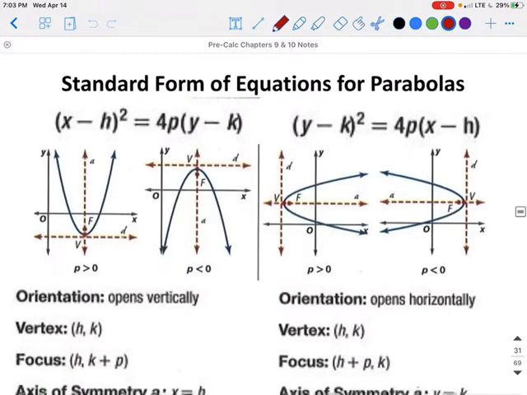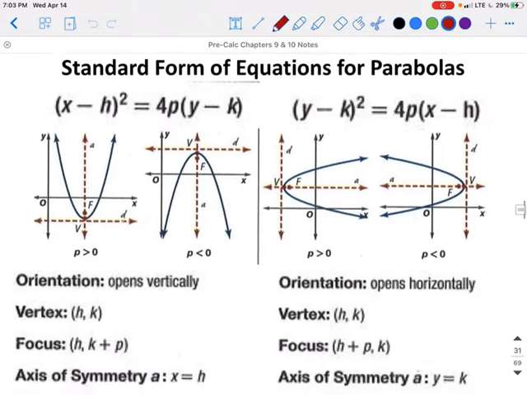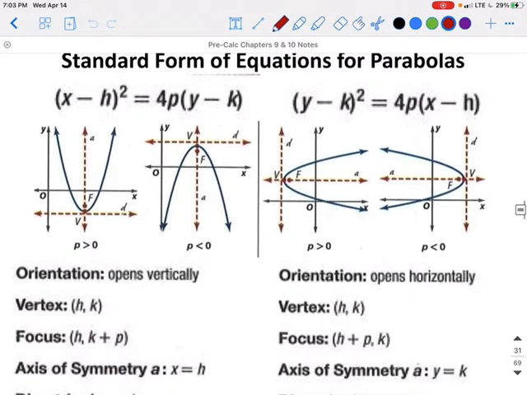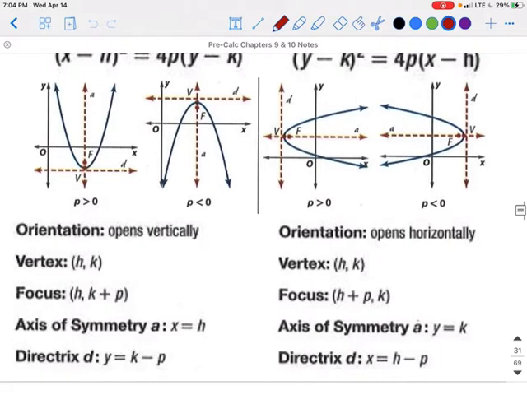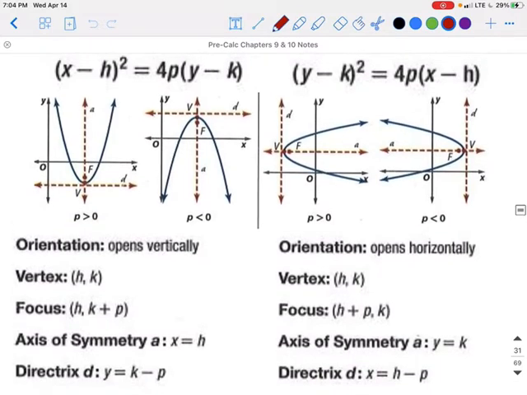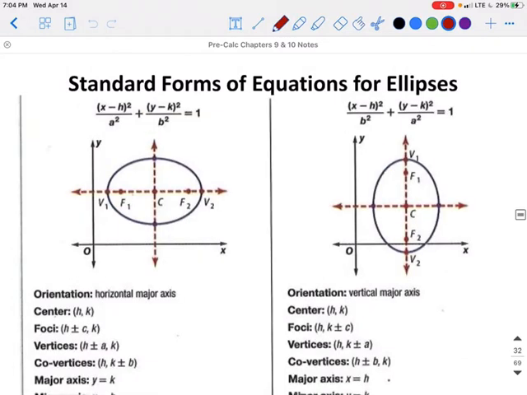As a refresher, the standard form of a parabola, if it opens vertically, is x minus h squared is equal to 4 times p times y minus k. If it opens horizontally, it's y minus k squared is equal to 4p times x minus h. The parabola opens vertically if the directrix is y equals the d value, and the directrix is x equals the d value if it is opening horizontally.